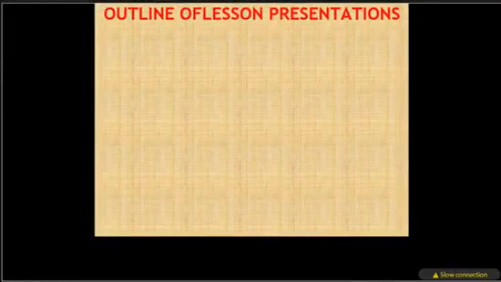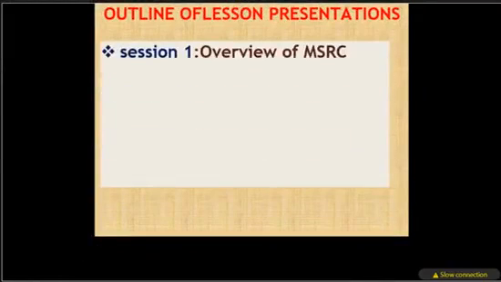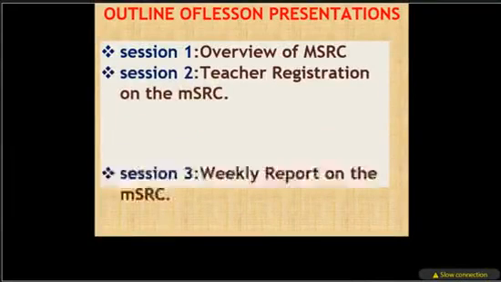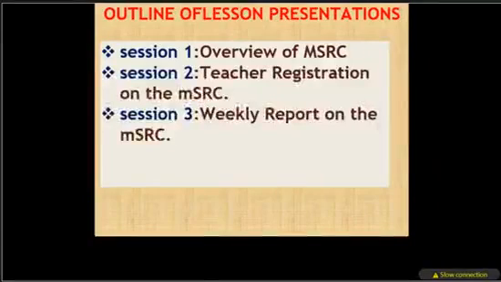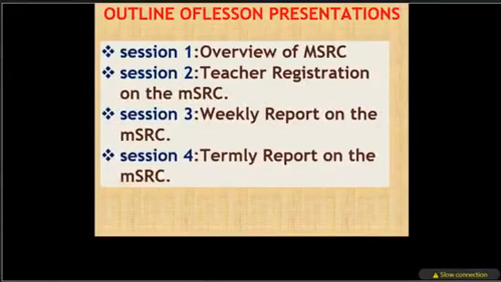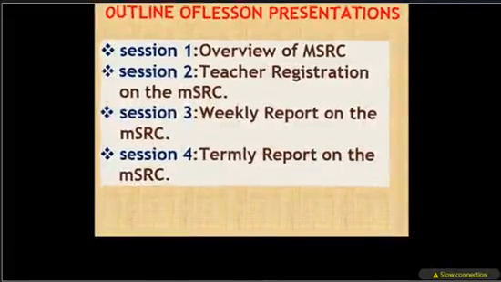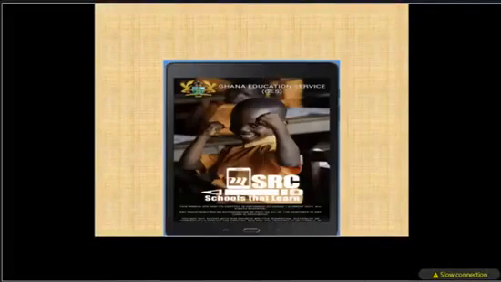Now let's delve into the outline of our lesson presentation. Due to some levels of technicalities and for easier understanding, the lesson has been segmented into 4 sections. So the first section shall look at the overview of the Mobile School Report Card, and we look at how to register teachers on the Mobile School Report Card. Then we quickly move on to how to report on weekly basis on the Mobile School Report Card. After that, section 4 will lead us to how, as administrators, we would be able to report school activities at the end of the term on the Mobile School Report. So let's delve into section 1.